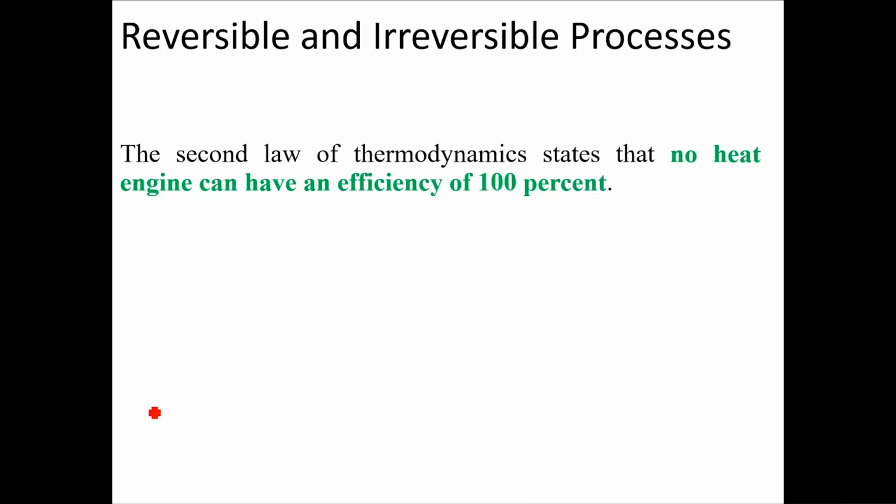But coming to the point, we'll be moving on towards reversible and irreversible processes. In order to understand the need for reversible and irreversible processes, we need to understand why we need them in the first place. The second law of thermodynamics, so far as we have seen, states that no heat engine can have an efficiency of 100%. This basically means that whatever heat you are getting from a source, you cannot convert 100% of it into work.